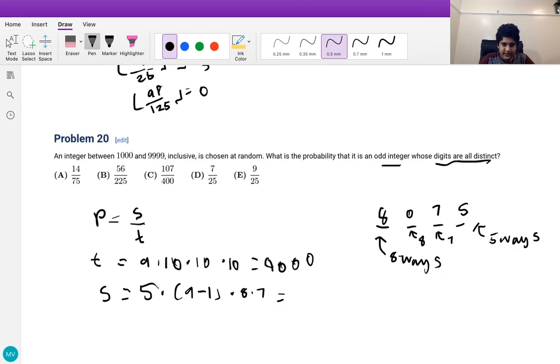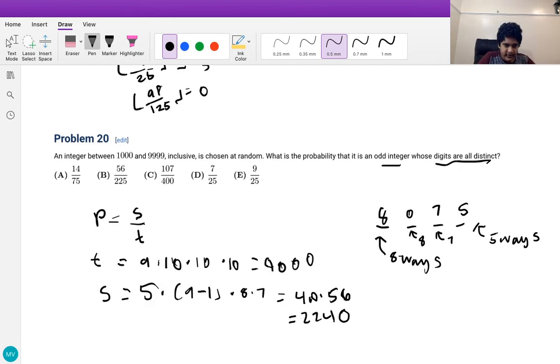5 times 8 is 40. 8 times 7 is 56. 56 times 40 is equal to 56 times 4, which is 224, multiplied by an additional 10. So we tack on a 0, giving us a total number of successes of 2,240.